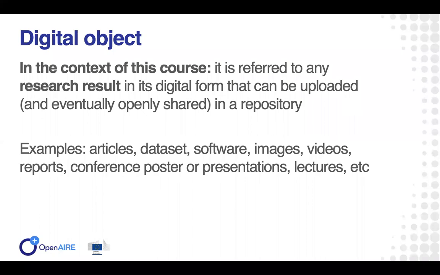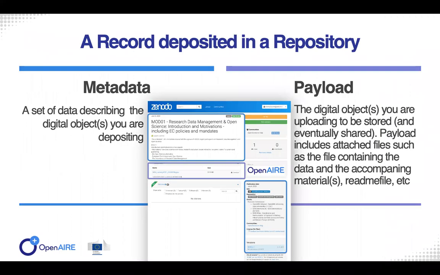So a digital object can be an article, a data set, a piece of software, an image, video, a presentation, or a conference poster, and whatever you can consider are research results. So the other thing that you have to keep in mind during this lesson is that when you deposit something in our repository, you are creating a new record of the repository. This new record is composed of two parts.